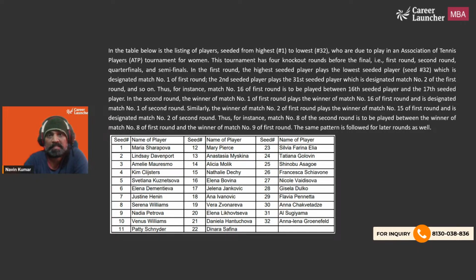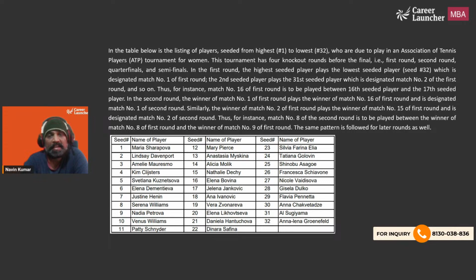The second seeded player plays the 31st seeded player, which is designated match number 2 of the first round, and so on. Thus, for instance, match number 16 of first round is to be played between 16th seeded player and the 17th seeded player. In the second round, the winner of match number 1 of first round plays the winner of match number 16 of first round and is designated match number 1 of second round. Similarly, the winner of match number 2 of first round plays the winner of match number 15 of first round and is designated match number 2 of second round. Thus, for instance, match number 8 of the second round is to be played between the winner of match number 8 of the first round and winner of match number 9 of the first round. The same pattern is followed for later rounds as well.